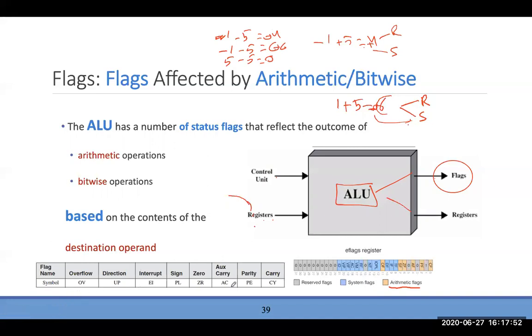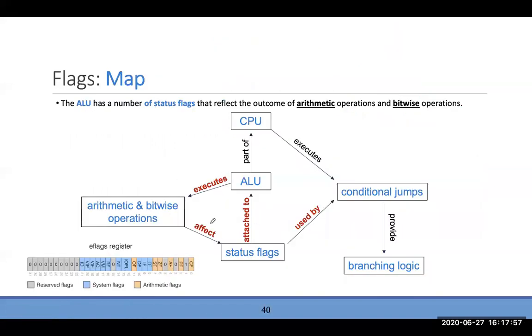This is how they are named in x86, and you guys know that already. This diagram is very important, all right? At least it shows you the relationship between the ALU and the CPU. The ALU is part of the CPU, and the ALU executes the arithmetic and bitwise operations, and it's going to affect the EFLAGS. The EFLAGS is then used by conditional jumps. We're going to talk about this part later.